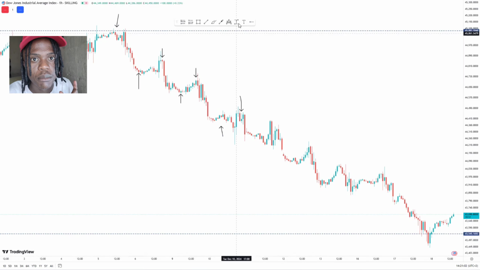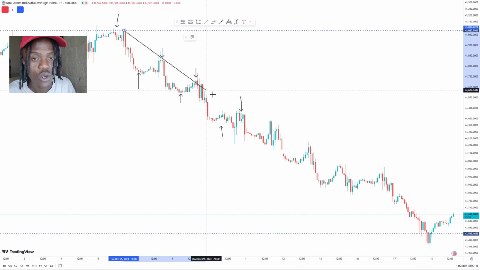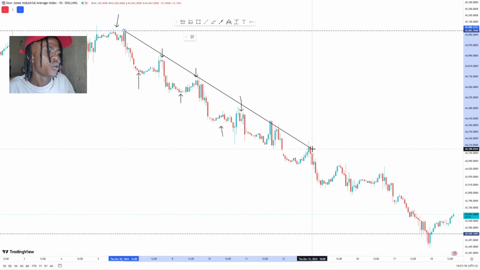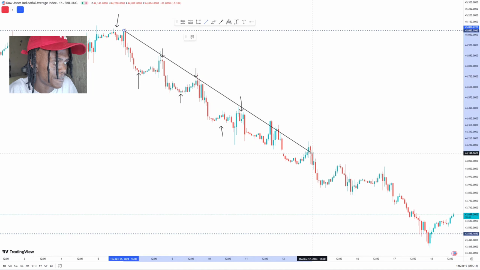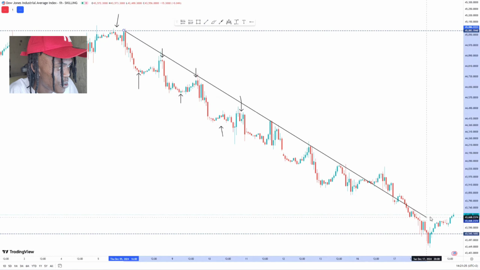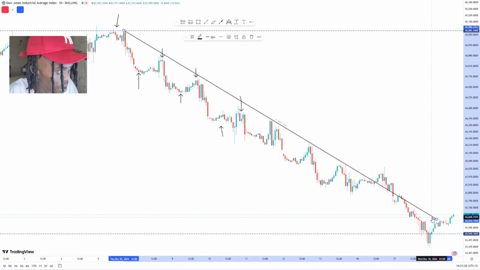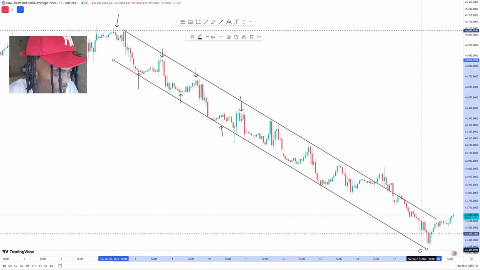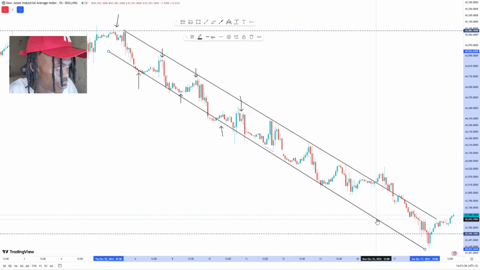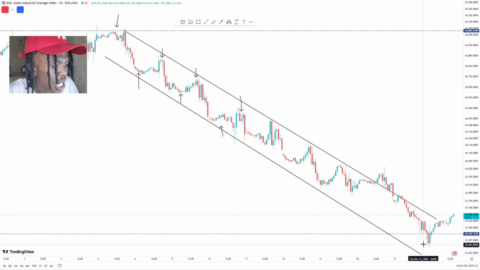So you can clearly see here, we had this first reaction right there, and then we had the second reaction, and then we had this third, and then we had this fourth, right? Once we had this fourth reaction, I was now comfortable. We can now clearly mark out this resistance right there, this diagonal resistance, and at the same time, we are comfortable to mark out our diagonal support, right?